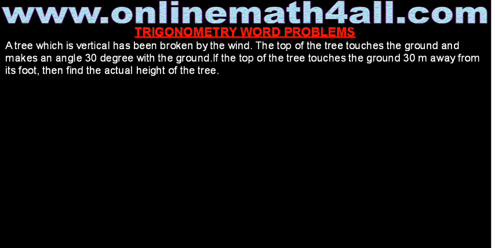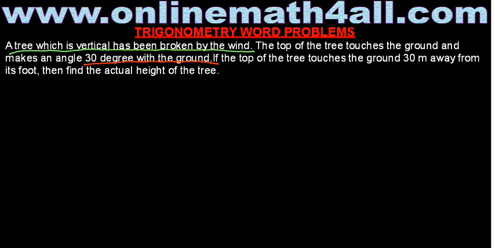When we look into this question, in total we find three information. The first information is a tree which is vertical has been broken by the wind. The second information is, since the tree has been broken by the wind, it falls down and touches the ground and makes an angle 30 degree with the ground.